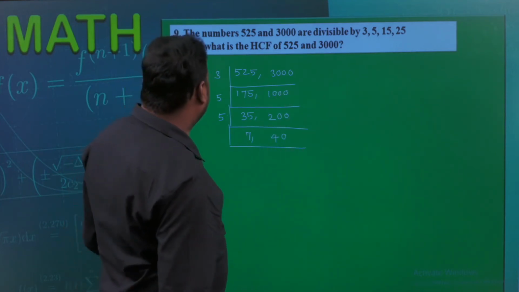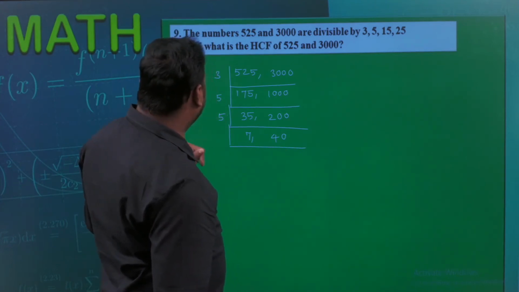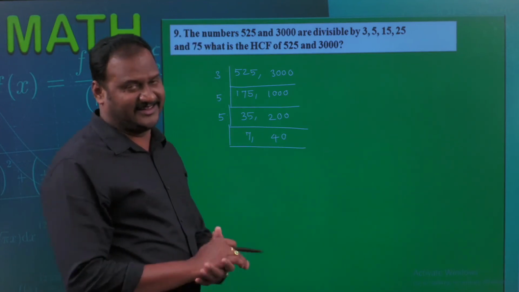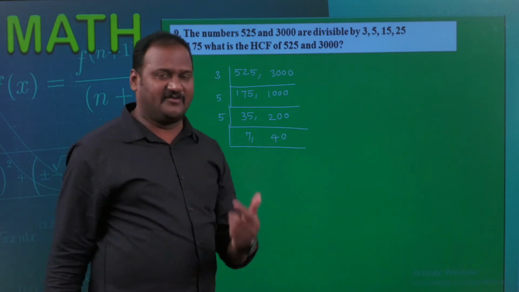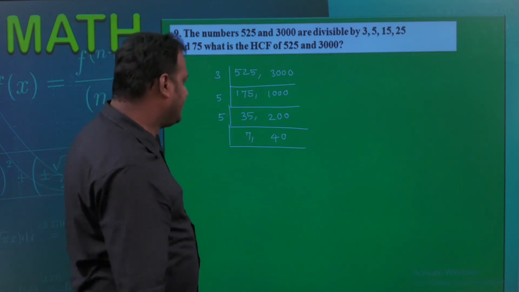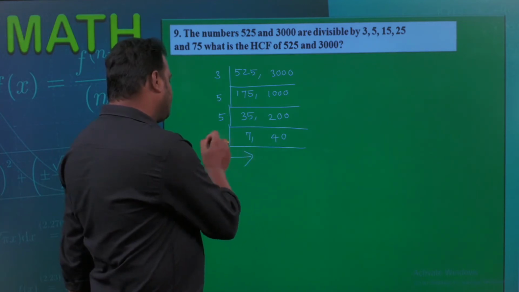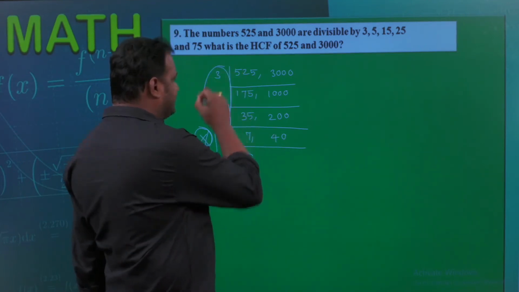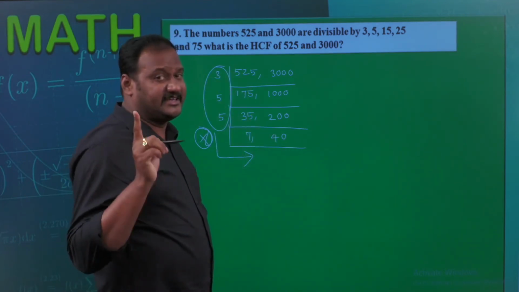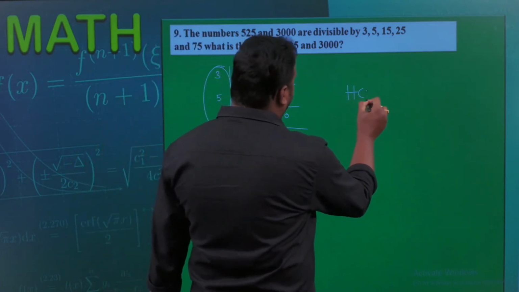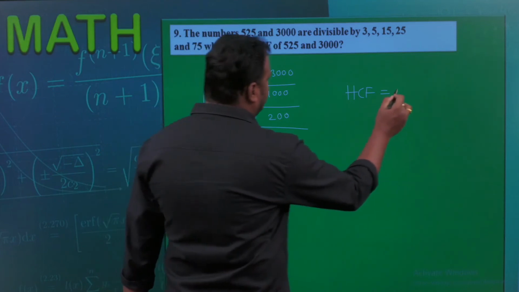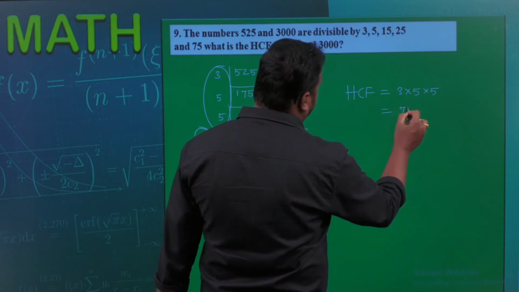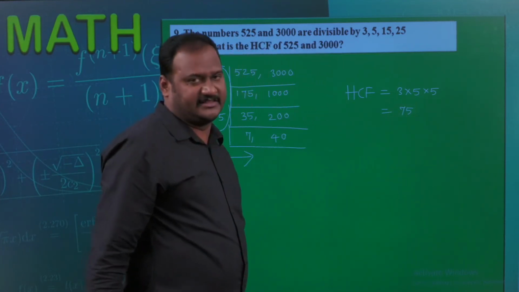Once you observe, I don't think 7 and 40 are divisible by some other common number. You see, 7 is a prime number, and of course 40 cannot be expressed as 7 into something. From here onwards there are no common factors. If there are no more common factors, then the product of these three numbers is the HCF. Therefore, the HCF of these two numbers is 3 into 5 into 5. What is 3 into 5 into 5? That is 75, because 5 fives are 25, and 3 twenty-fives are 75.